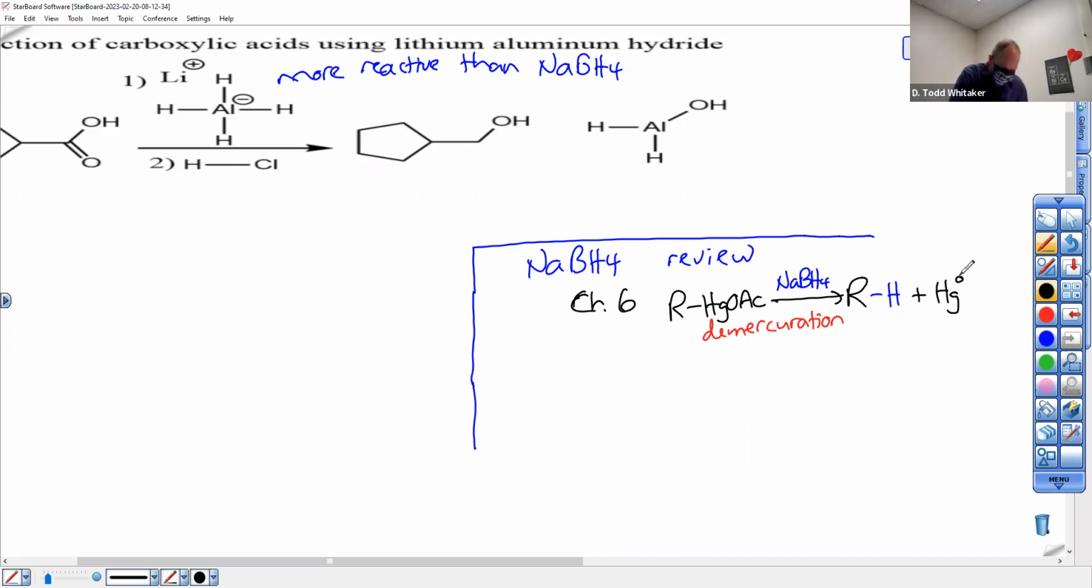Okay. And don't worry about what happens to the boron there. Chapter 6, we saw that. Chapter 16, we saw NaBH4 again. We had aldehyde or ketone.